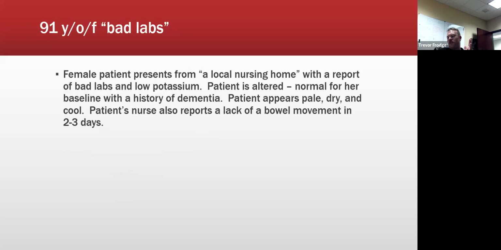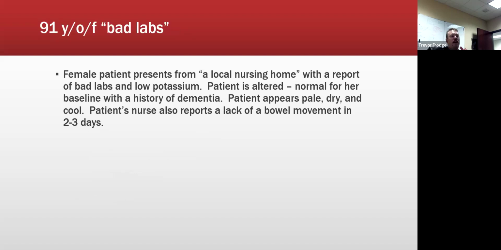So let's do one more as a group. We have a female patient who presents from a local nursing home with a report of bad labs and low potassium. They're altered, which is normal for her baseline. She's got a history of dementia. She's pale, dry, and cool. The nurse reports a lack of a bowel movement in 2 to 3 days.